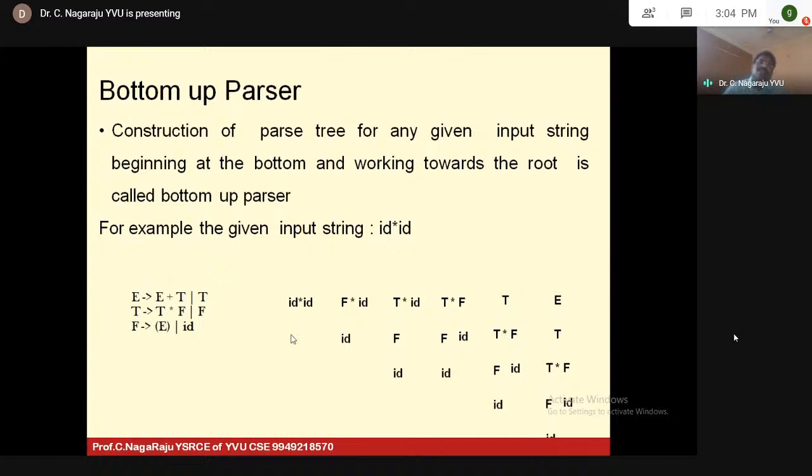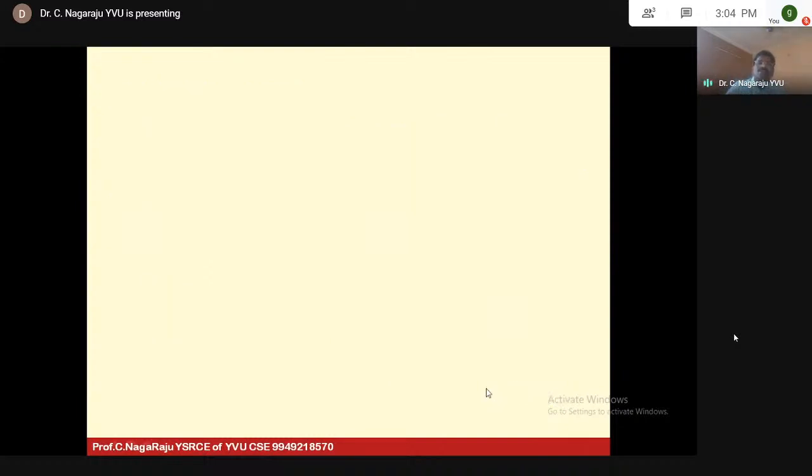Whereas in the top-down approach we start from the root node and move down to the leaf nodes, here we started with the leaf nodes, that is the identifiers, and then moved up to the root node. This is the procedure for a bottom-up parser.